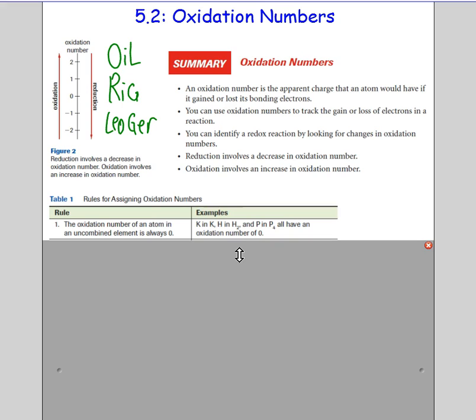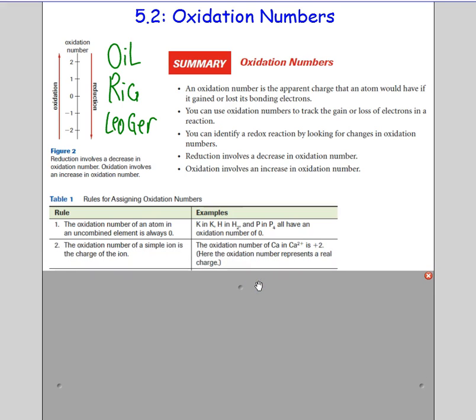So the first rule is that, as before, elements in their natural state, uncombined with anything else, have no charge. Now we're going to say the oxidation number is 0. Okay, so not only is their charge 0, but their oxidation number is 0. So we could have potassium in its elemental form, we could have hydrogen in a diatomic, we could have phosphorus or sulfur in an elemental state. They'll all have an oxidation number of 0.